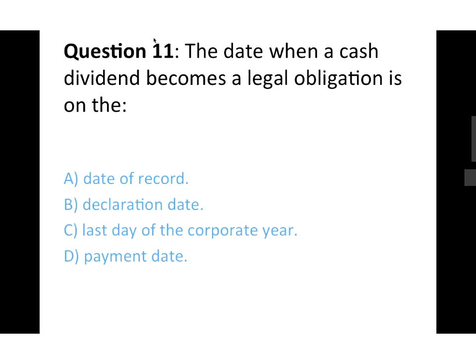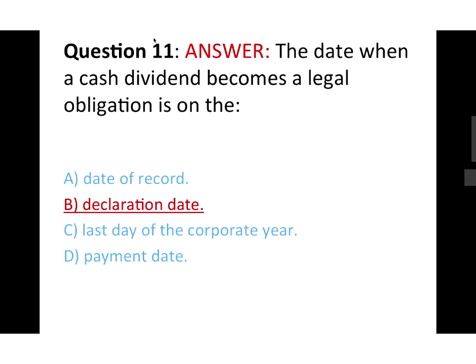Okay, and then we have one more. Pretty straightforward here. The date when a cash dividend becomes a legal obligation is on which date? The date of record, the declaration date, the last day of the corporate year, or the payment date? When does it become a liability? About 10 seconds. Remember, an answer is better than no answer. Okay, and good. It's the declaration date.